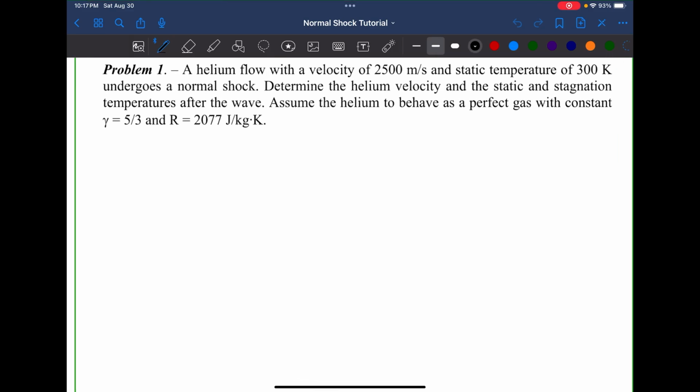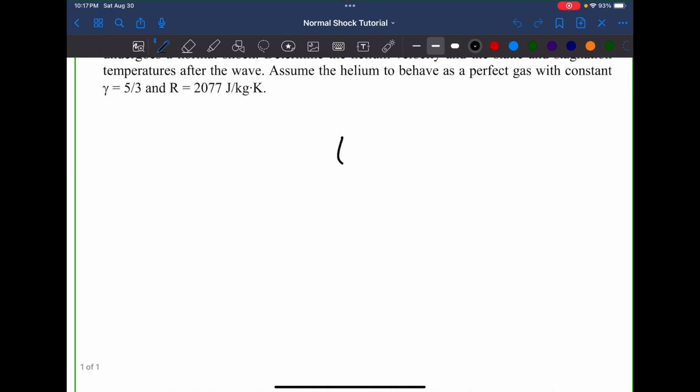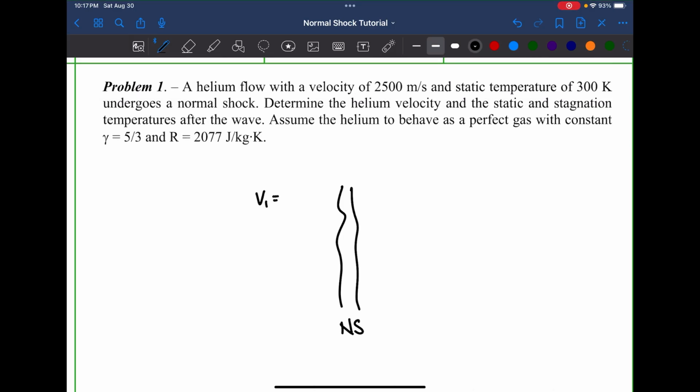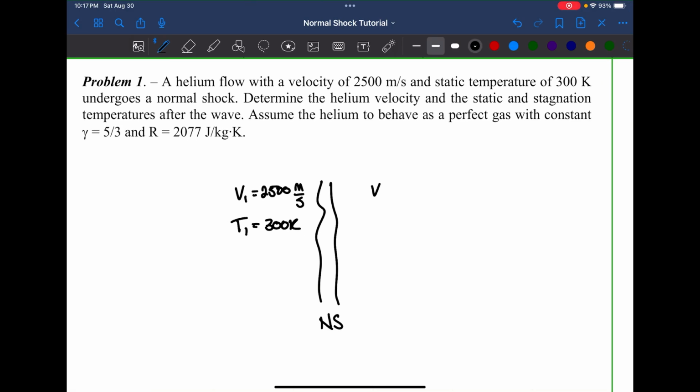So real quick, I know it's simple, but we're going to draw it anyway because that's what engineers do. All right, we've got our normal shock. We've got V1 of 2,500 meters per second, static temperature T1 of 300 Kelvin. And we're looking for V2, T2, the static temperature, and our stagnation temperature. Okay, so pretty simple problem.